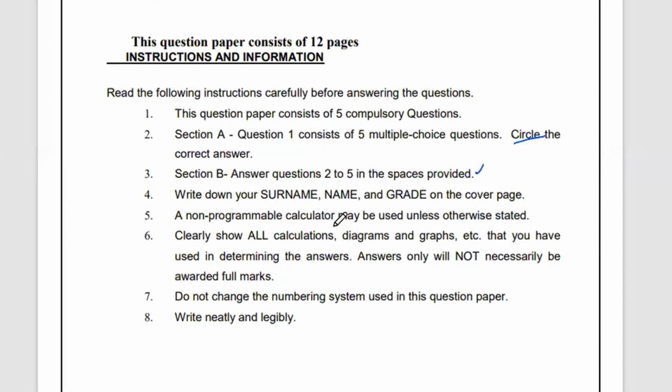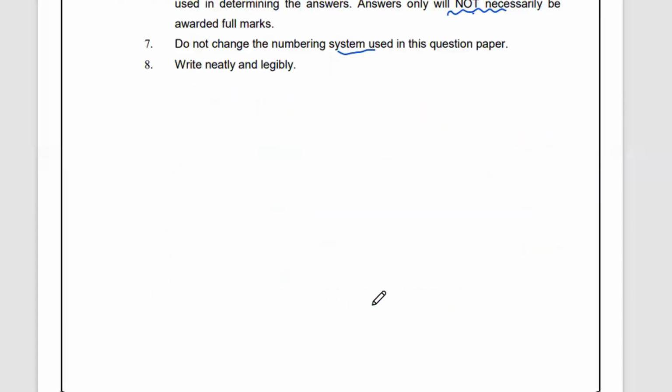A non-programmable calculator must be used. Graphs and calculations have to be shown. Answers only will not guarantee you the full marks. In other words, we have to show how we obtain the answers. The numbering system must be maintained as that of the paper, but in this case, we're not going to need it. And then we have to write legibly and neatly.